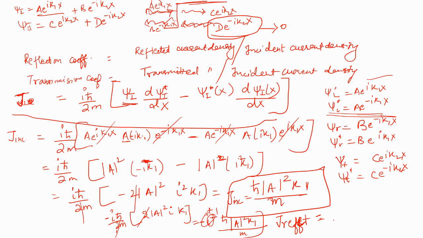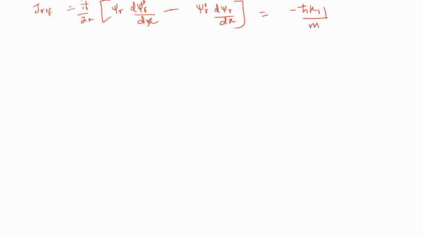Okay, so your task is to find out the reflected current density. It will come out the same. The only thing you have to put is psi r. Psi r is b e raised to the power minus iota k1 x. So in the formula for reflected current density, J reflected is equal to iota h cross upon 2m, psi r d psi r star upon dx minus psi r star d psi r by dx. That's it. And you will get at the end minus h cross k1 upon m b square.